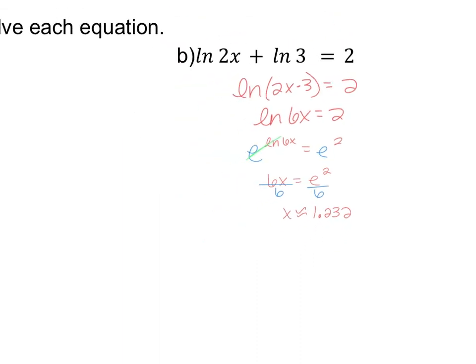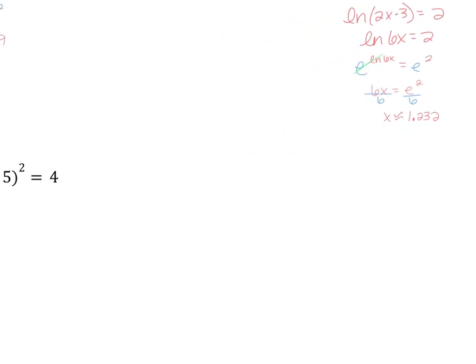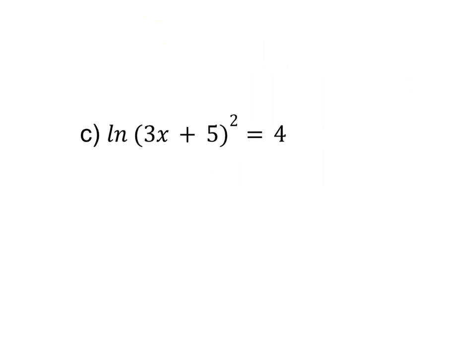Okay, so last one. Natural log, what in the world? We got a lot going on. Natural log of 3 parentheses 3x plus 5 squared equals 4. First thing some people might be tempted to do is the square root, right? I get it. I would be tempted to, but don't, because it's going to be gross with that natural log. Don't do that. Okay? So let's do the e thing first.